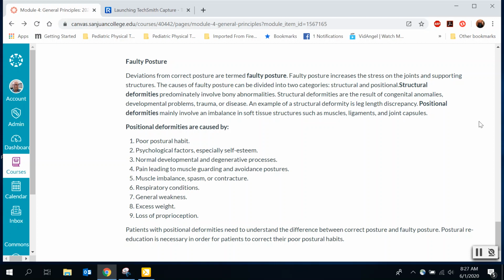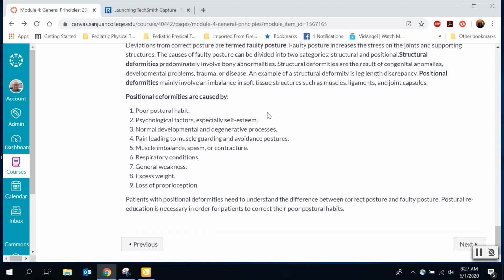And with the positional stuff, these are things that we will look at and correct a lot in PT. Sometimes the structural deformities have to be fixed surgically, right? Because it's bones, and it can involve muscles, but it's like congenital problems with muscles that you can't just fix, right? It's because the muscle has died or was an improper length from birth, and you can't really stretch it and make it right. They're genetic problems.